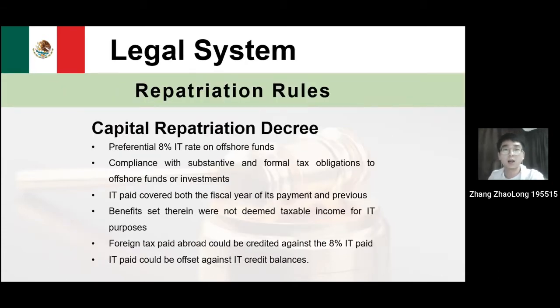In this slide, we will talk about the repatriation rules. The capital repatriation rule prefers an 8% income tax rent on the offshore funds, and the income tax paid covers a period of 5 years of its payment, and the benefits set therein will not be deemed taxable income for the income tax proposal, and the foreign tax paid could be credited against the 8% income tax paid. The income tax paid could be offset against the income tax credit balance.